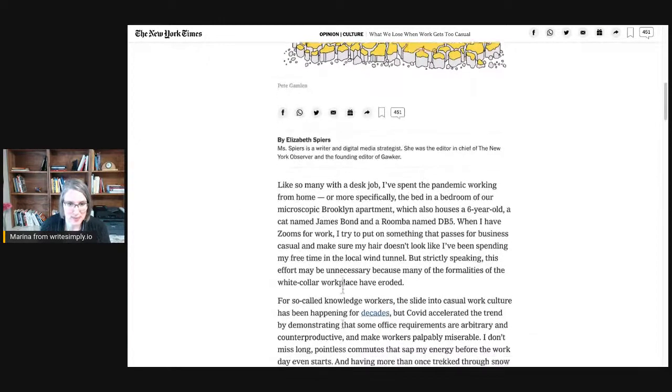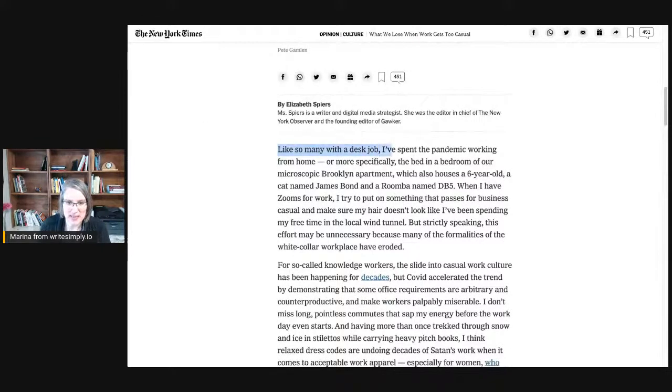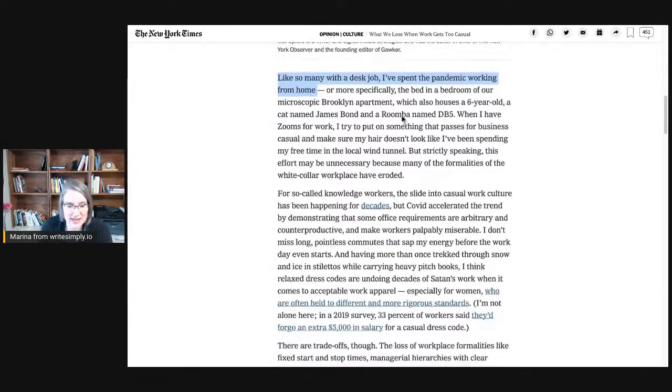So she sets it up. "Like so many with a desk job, I've spent the pandemic working from home." Okay, we know what's going on. And usually if you're scanning, if you look at the first and last sentence, you'll get sort of the idea of what's going on. "For so-called knowledge workers, the slide into casual work culture has been happening for decades." Okay, but COVID accelerated the trend by demonstrating that some office requirements are arbitrary and counterproductive and make workers palpably miserable. So there's what she is saying. That is her thesis. That's what she's going to try to prove.